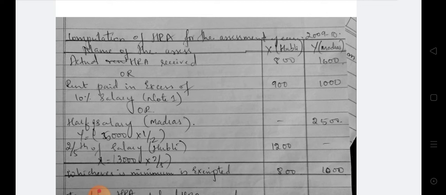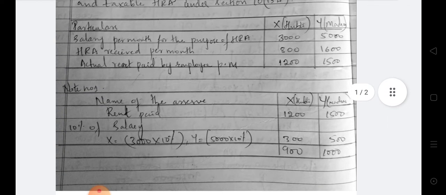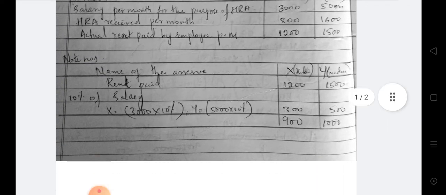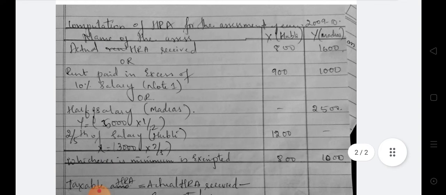Or rent paid in excess of 10% of salary, which we have calculated in the note. For X it is 900 and for Y it is 1000 rupees, right? So that will be taken. Actual HRA received we have taken, rent paid in excess of 10% of salary as per the note we have taken, 900 and 1000, or half of salary. This half of salary is given for whom? It is for Y, because for Y the place of stay is Madras. So for him only we have to calculate half. But for X it is not half.